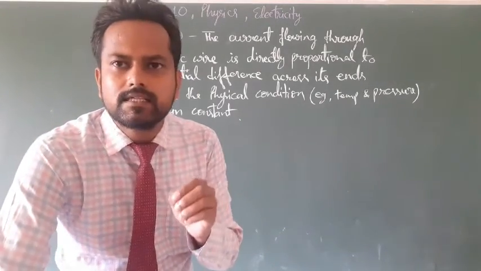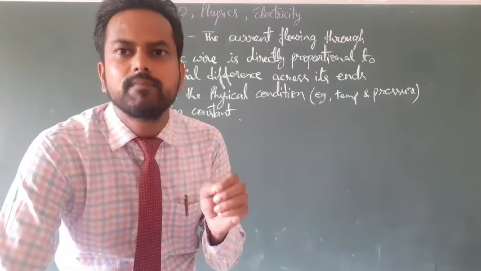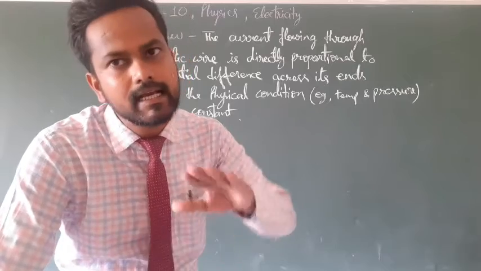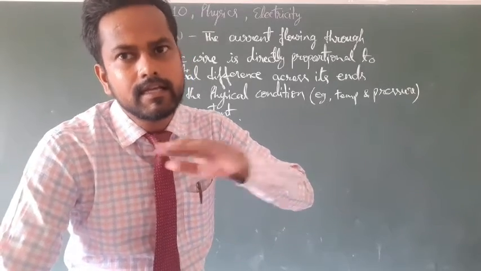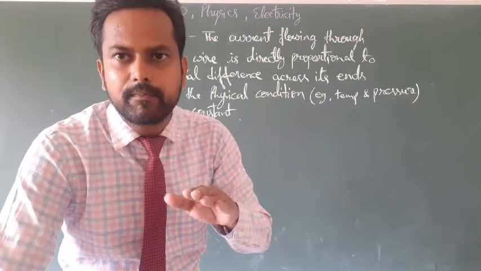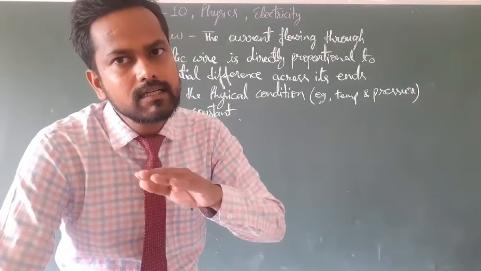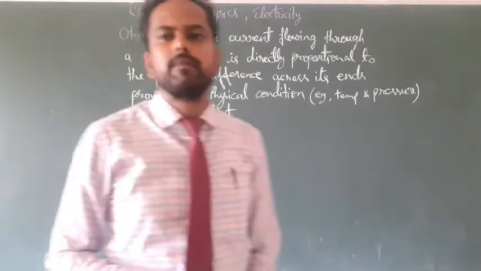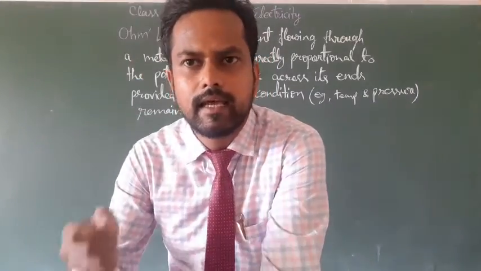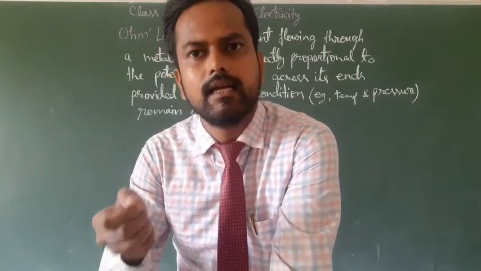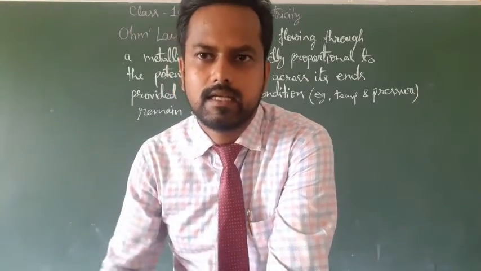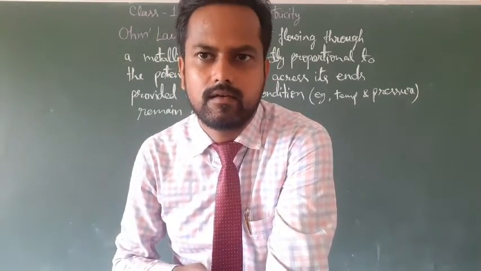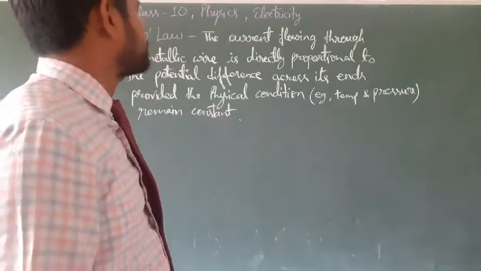Then if we increase the potential difference, it means voltage, then the amount of current increases. If we decrease the potential difference, then current decreases. Directly proportional means an increase in voltage, then electric current also increases. A decrease in voltage, then current also decreases. Got it? So that is Ohm's law.